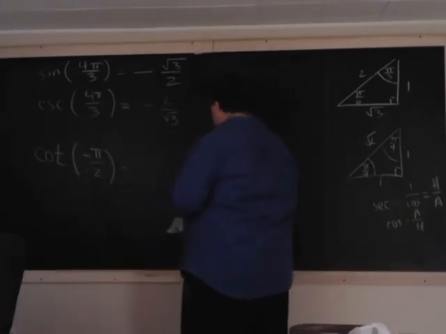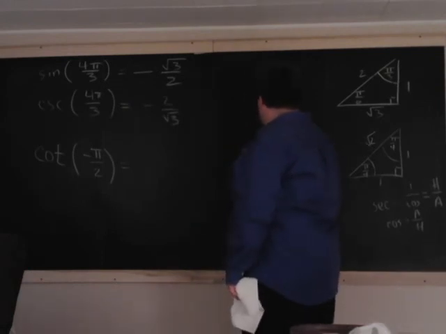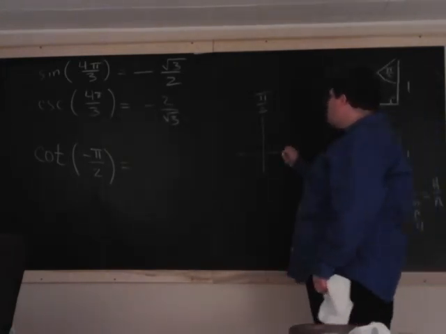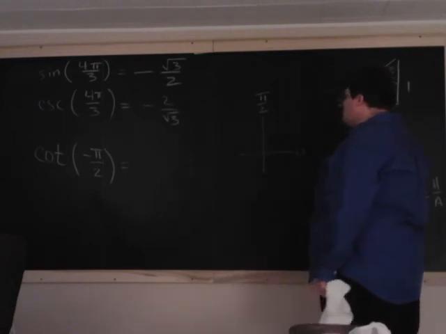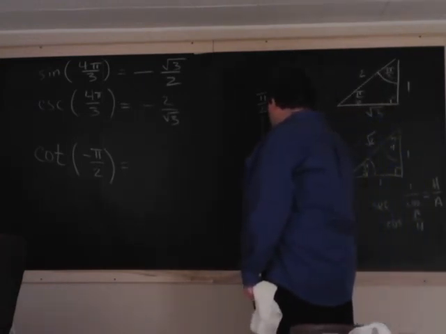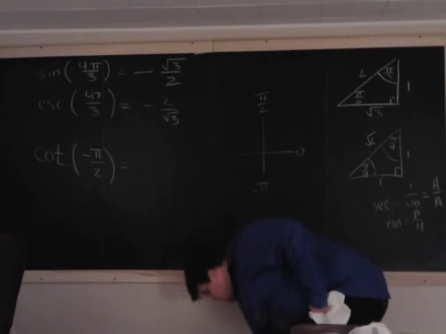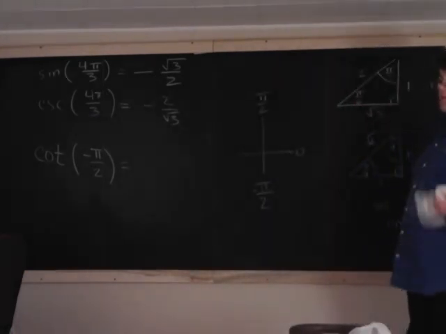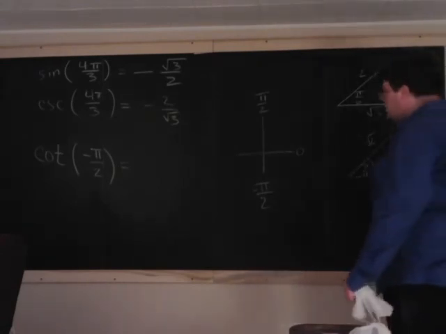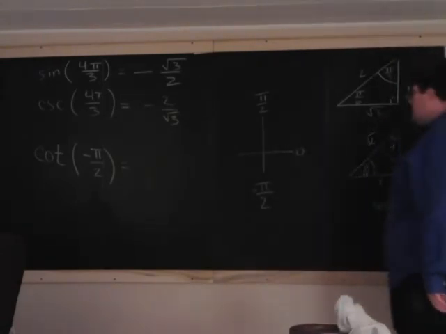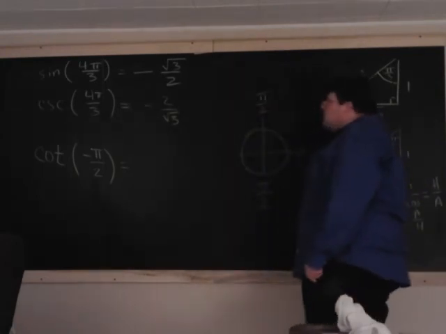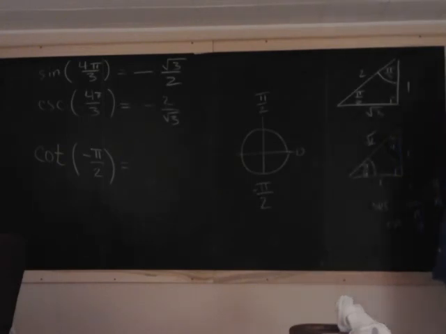And the reason I leave it alone is because negative pi over 2, well, there's angle 0. Angle pi over 2 is straight up from 0 at the positive y-axis. So negative pi over 2 is the same thing, but in the opposite direction. Negative pi over 2, of course, is the same as 3 pi over 2. You could add 2 pi to it. But with negative pi over 2, I usually just leave it alone. So now we need cotangent of negative pi over 2.